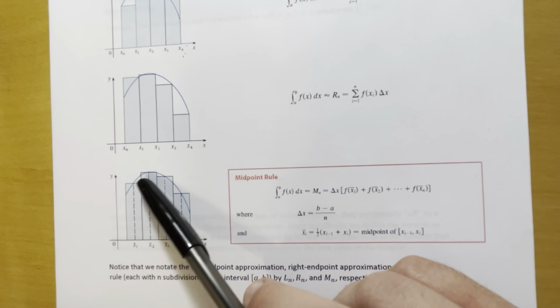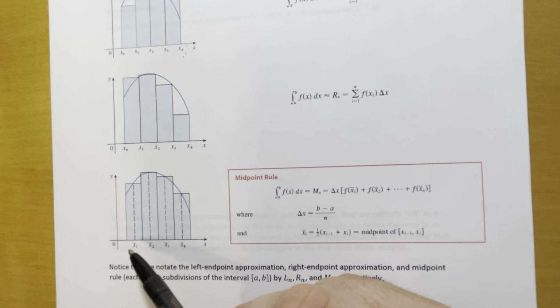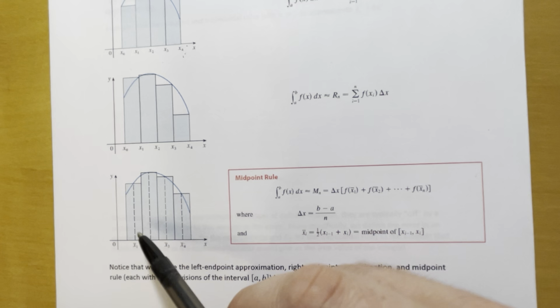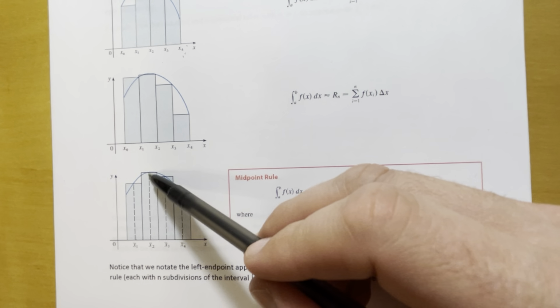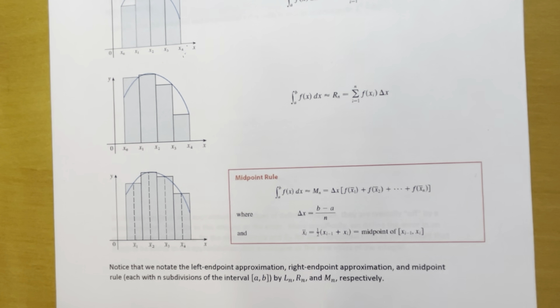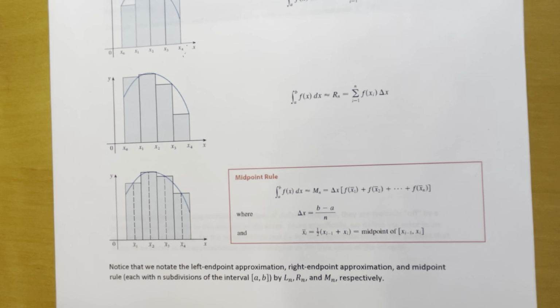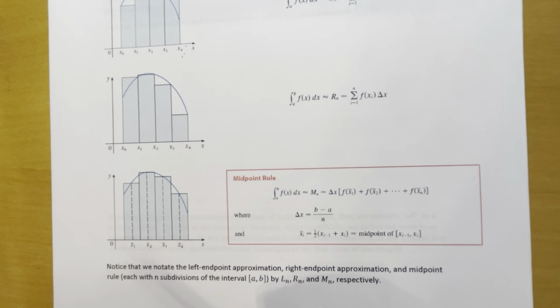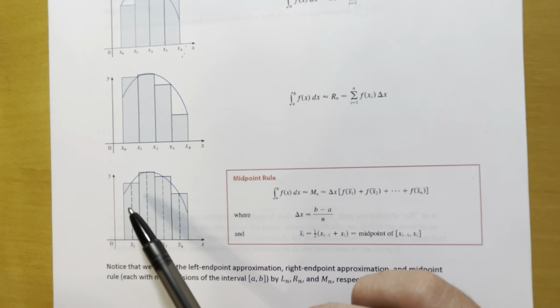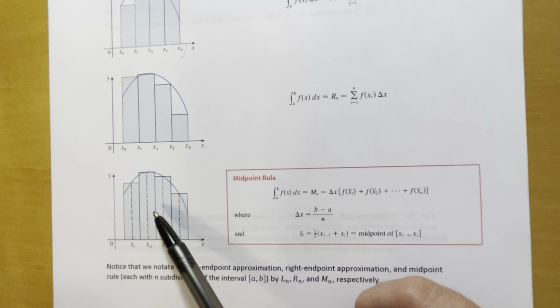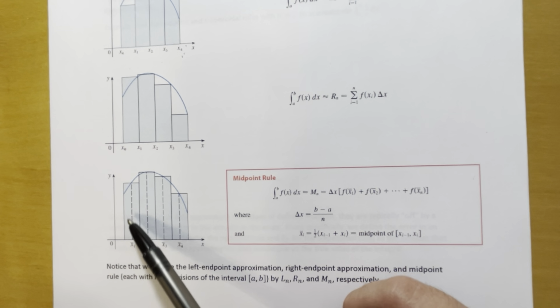But instead of using the left or the right endpoints, we choose the midpoint of each subinterval and use that to determine the height of these rectangles. The reason this is a better method for approximating this area is because of this somewhat sort of like canceling effect that we end up with. So if you look at any one of these rectangles, this first one's a good example.